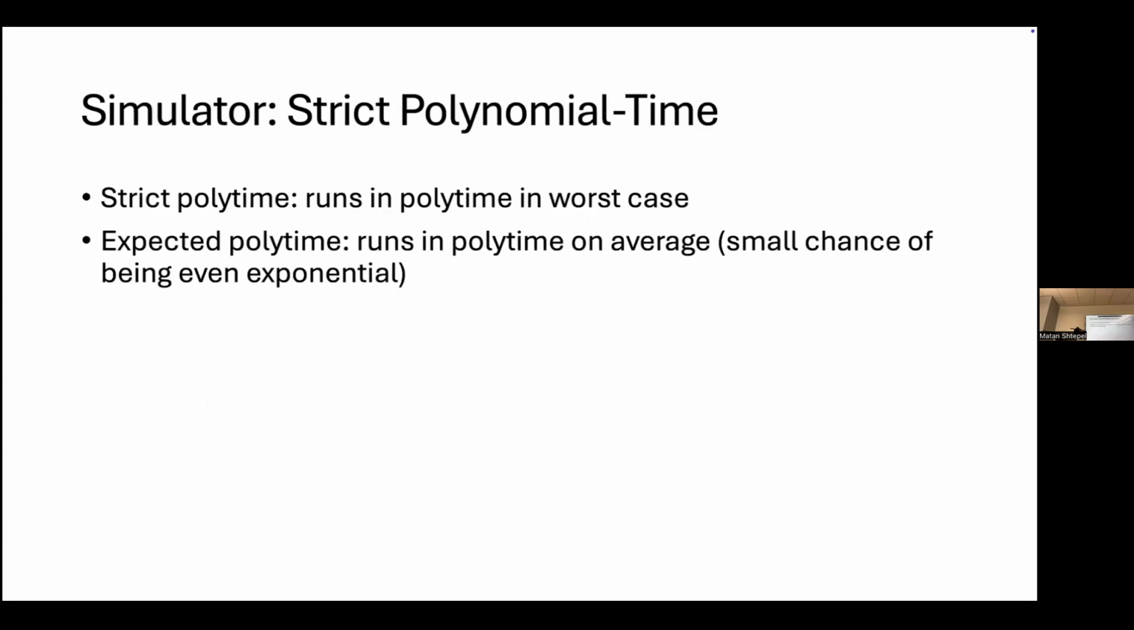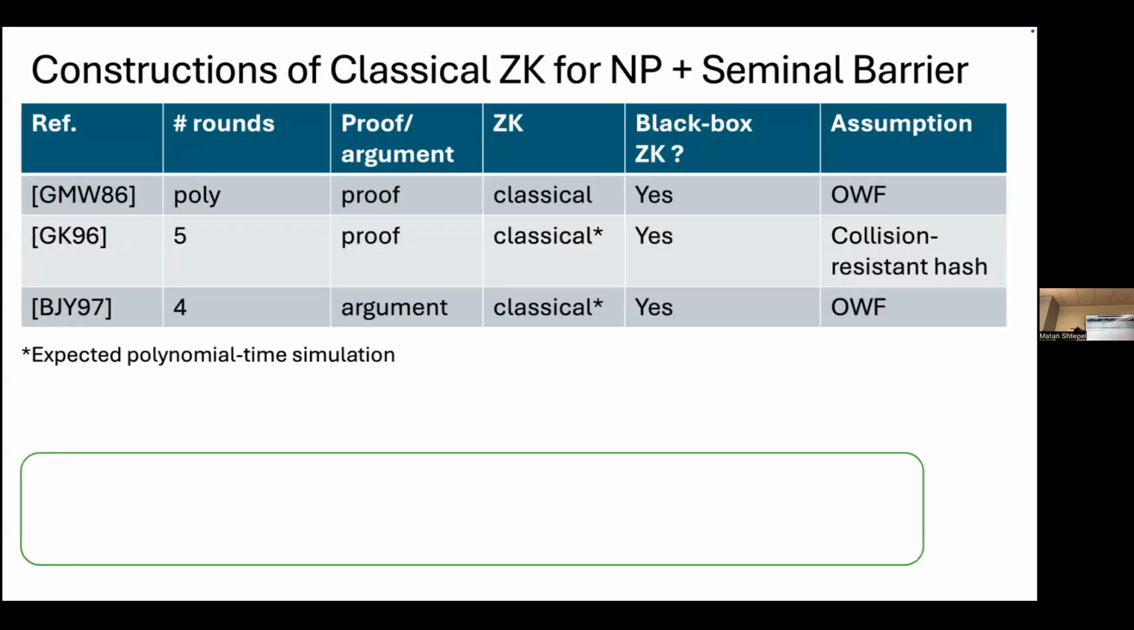And the third property is strict polynomial time. A strict polytime simulator runs in polytime even in the worst case. But for expected polytime, we say, okay, maybe there's a small chance that the simulator actually needs exponential time to finish the simulation, but let's say that's okay. We just average over things and we are still polynomial time. But indeed, strict polytime is still better because you don't get to really run into the worst case.